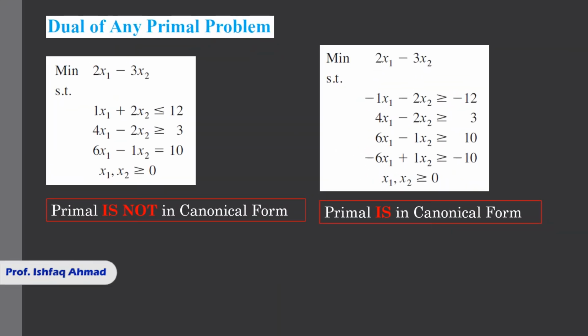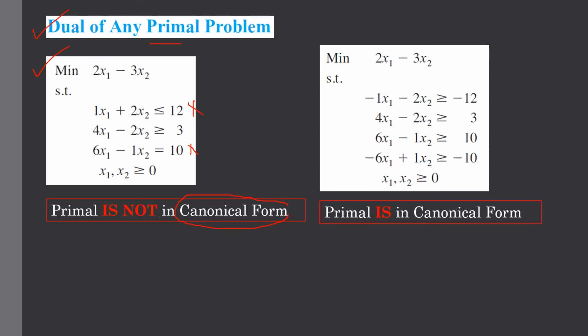Here is another example of a dual primal relationship. We have an original or primal problem of minimization, and we see that all the constraints are not of greater than or equal to. So we can say the given original problem is not in a canonical form, we have to convert this problem into canonical form first before converting into its dual form.